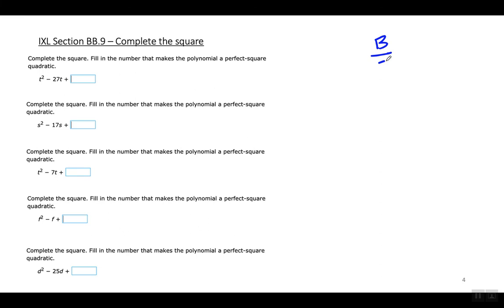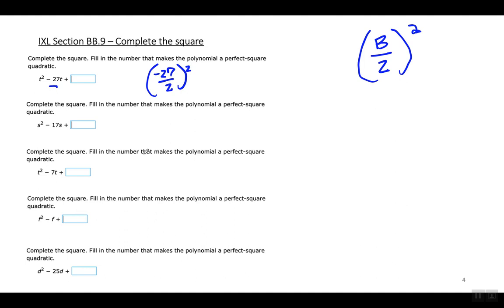Again, the process is whatever b is divided by 2 and square it. Look at what b is in this example. b is negative 27, right? So look, negative 27, I got to divide it by 2 and square it. However, negative 27, if you divide it by 2, you're going to get a decimal. It cannot be divided by 2 without having a remainder.